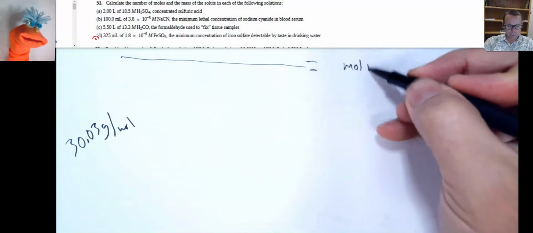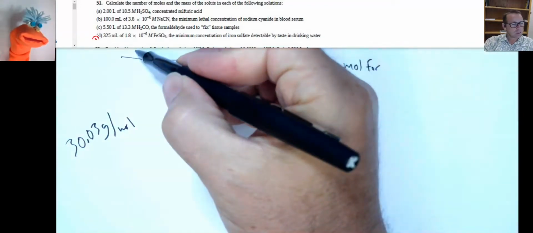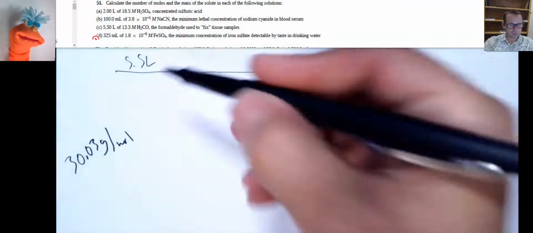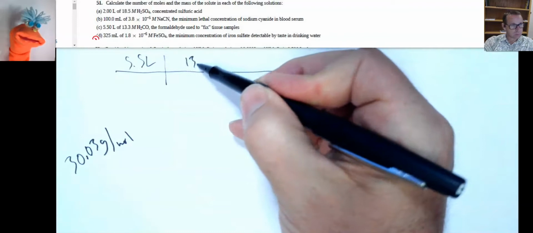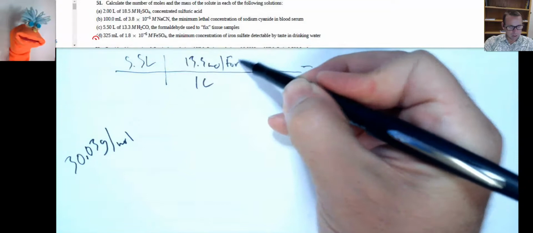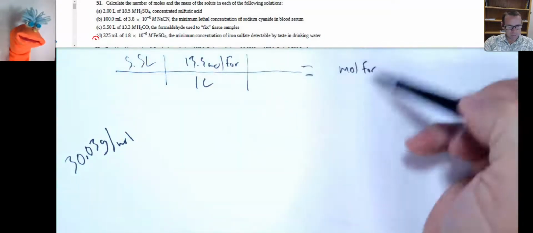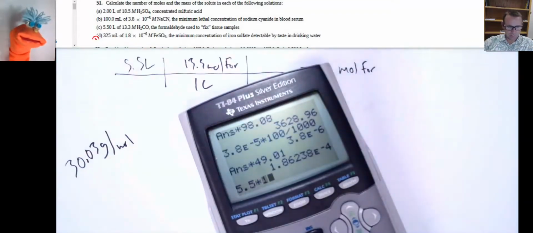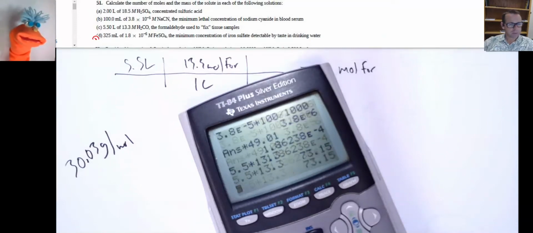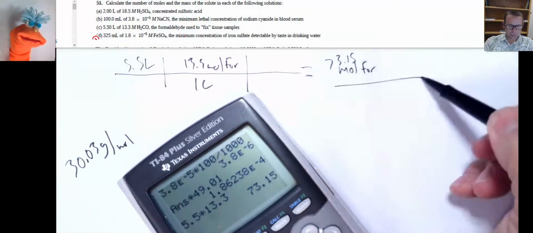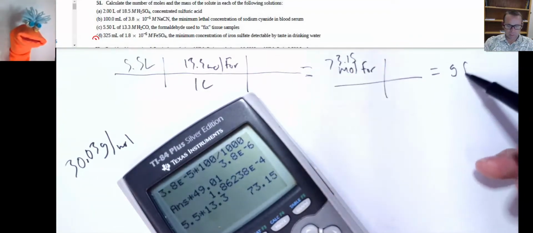All right, so I'll start with moles of formaldehyde. Here I have 5.5 liters. We'll start with the liters first this time. It's okay to start with the molarity as well. And there's 13.3 moles for every 1 liter. That's what big M says of the formaldehyde. Okay, and that'll give me moles of formaldehyde, which is all I want to do. So 5.5 times 13.3. Yes. Okay. 73.15 moles of formaldehyde, and now I've got to go to grams of formaldehyde.